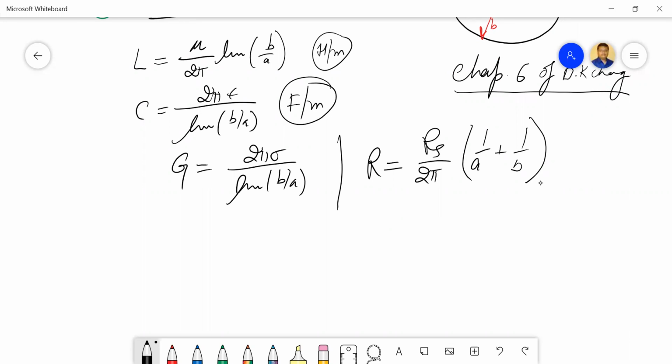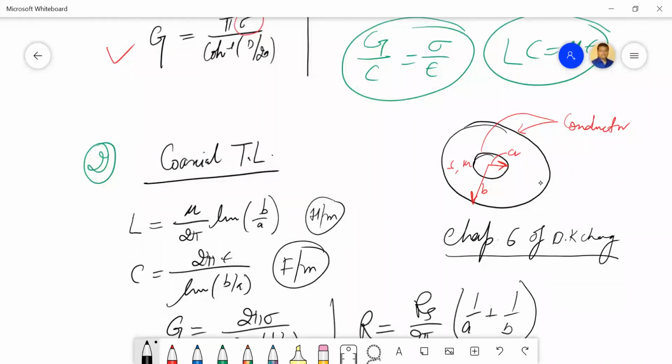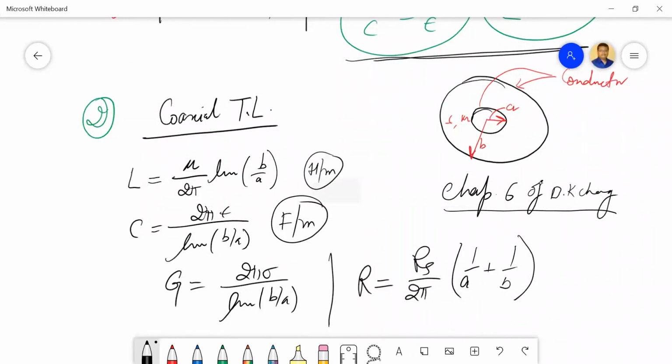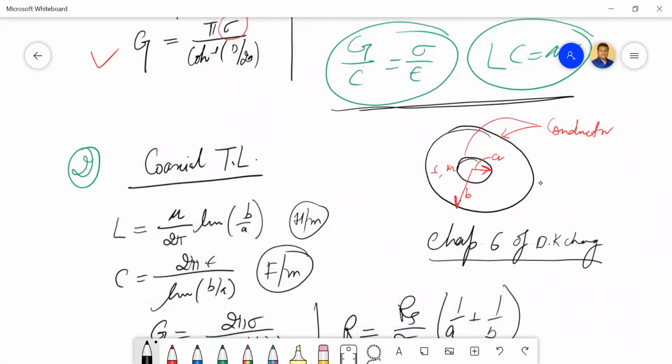So now we can recall these relations, and we can convert these equations in terms of the lumped values. Finally you can find these RLGC parameters for different transmission line systems.